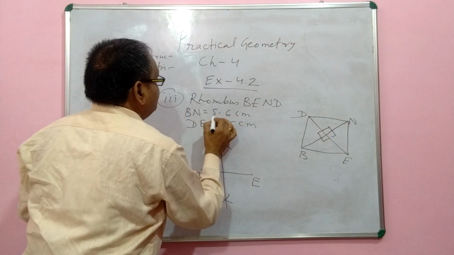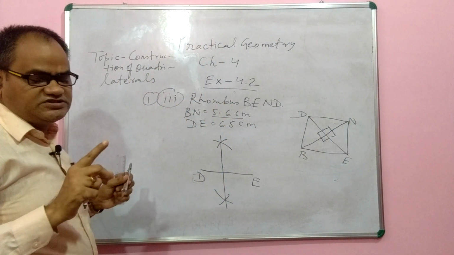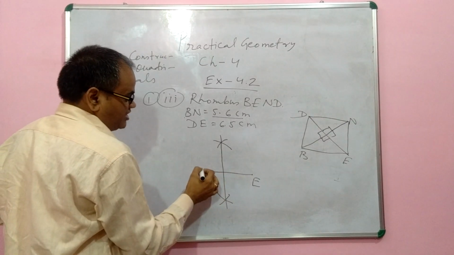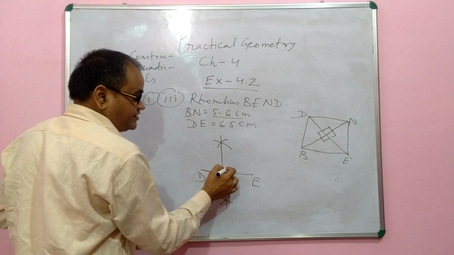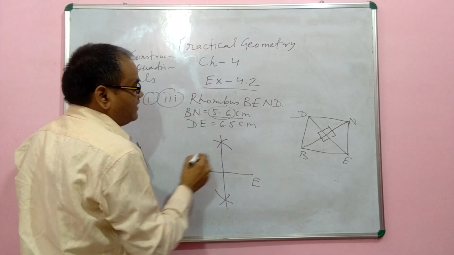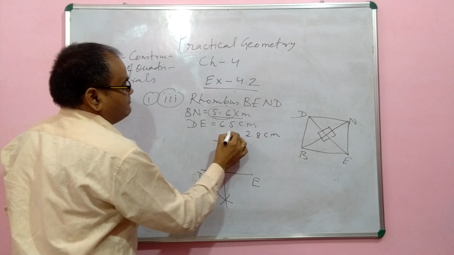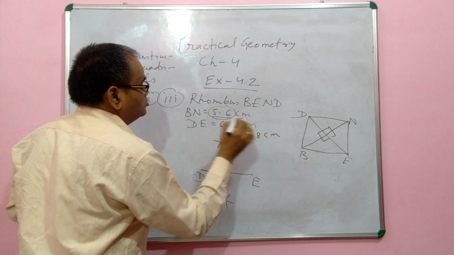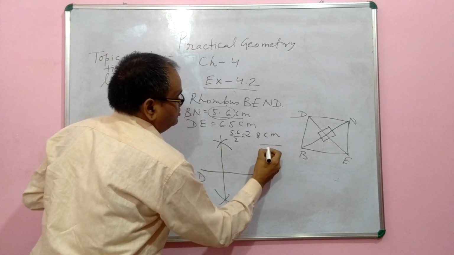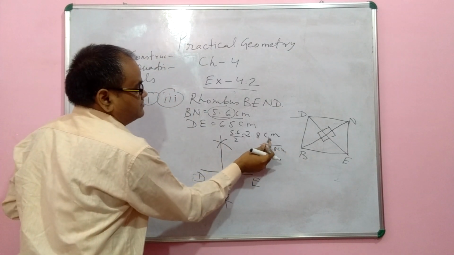Now, what is your next diagonal? BN. What is the length of BN? 5.6 centimeter. As I have told you just now, diagonals of rhombus bisect each other at right angles. Now DE has been bisected. That means 6.5 has been bisected into two equal parts at right angle. Now BN equal to 5.6. What is the half of 5.6? Half of 5.6 is 2.8 centimeter. Now you take a line segment of 2.8 centimeter.